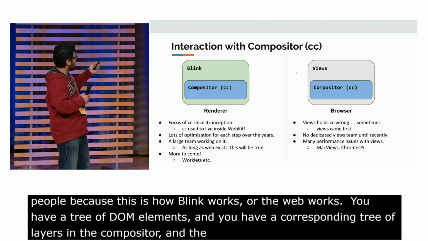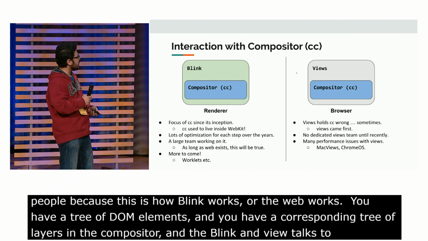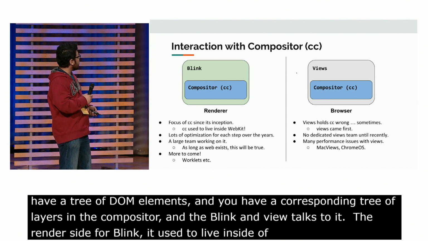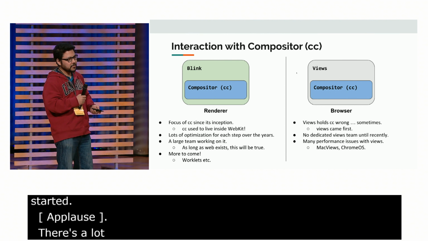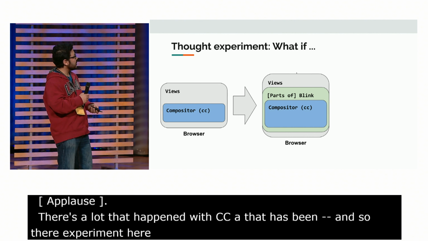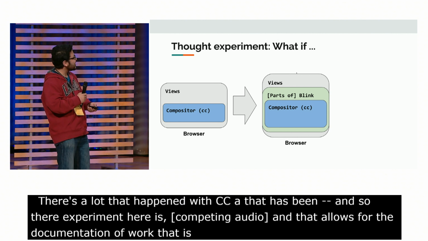On the render side for Blink, the focus of the compositor from the start has been Blink. It used to live inside of WebKit when it first started. There has been a lot of optimization in CC that hasn't been translated to views. So the thought experiment here is, what if we put CC or Blink inside of views? Views doesn't have to work on CC directly, and that allows views to take advantage of the optimization work happening inside of Blink for worklets and so on. So that's it.